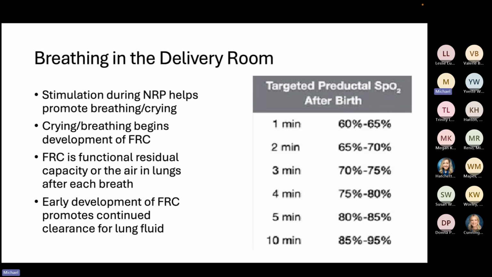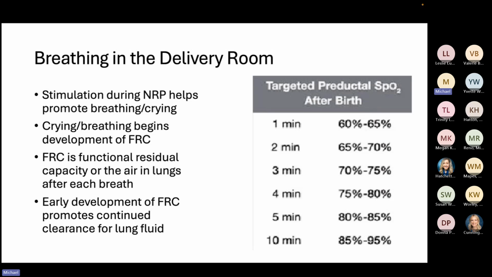Crying and breathing begins the development of FRC. We already talked about FRC on the last slide. The other thing that's important to keep in mind is the assessment of oxygen saturations, in particular with the focus of NRP over the last probably 5 to 10 years about monitoring vital signs earlier and earlier. And even with the last update on NRP, looking at using a cardiorespiratory monitor in the delivery room, there's been I think a shift and more of a focus on using the vital signs to help guide resuscitation.